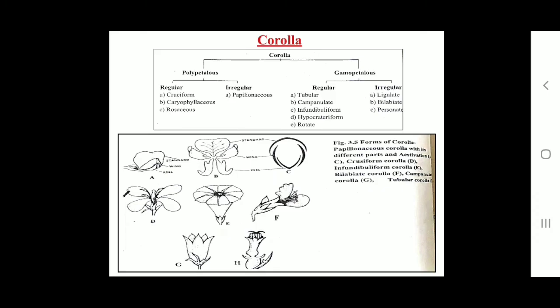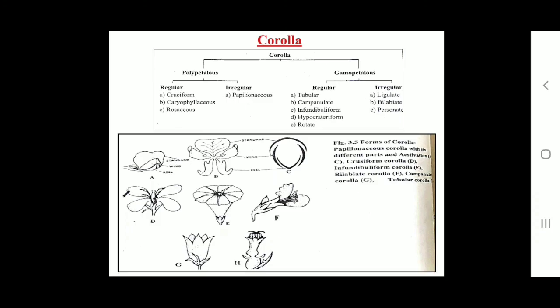Okay. Then next point, that is the aestivation. So first we must know the definition of aestivation. The mode of arrangement of sepals or petals or tepals in a flower bud with respect to the other members of the same whorl is called aestivation, and it may be of 5 types as below. Number 1 valvate, number 2 twisted or contorted, number 3 imbricate, number 4 quincuncial, and number 5 vexillary.